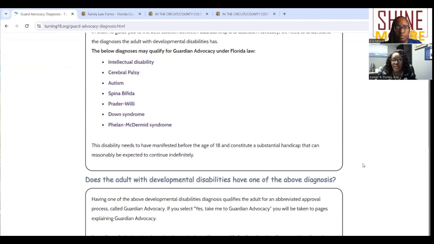So sometimes people think it may be for someone who has mental health issues. That's not on the list. Right. Bipolar disorder is not on the list. We're really thinking of people who the parents have known since they were born, or when they were in utero, that they were going to have some special needs.